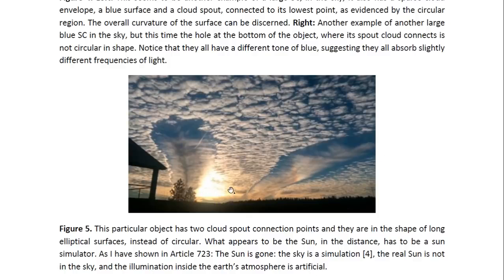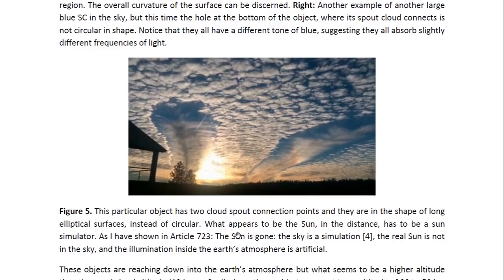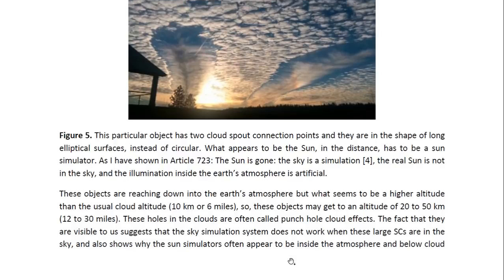This would be the sun simulator. So what appears to be the sun in the distance has to be a sun simulator, as I have shown in Article 723. The sun is gone, the sky is a simulation. The real sun is not in the sky, and the illumination inside the Earth's atmosphere is artificial.